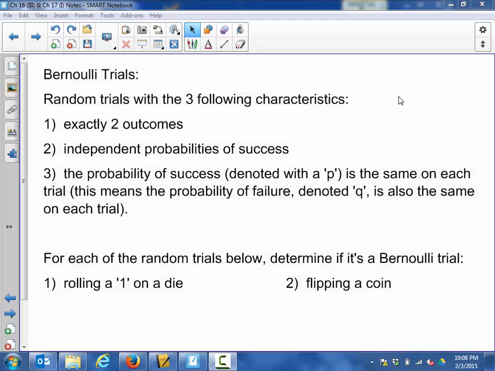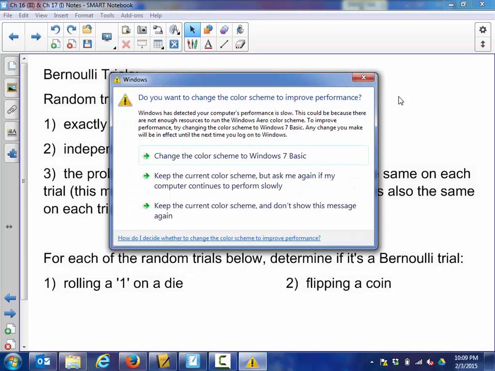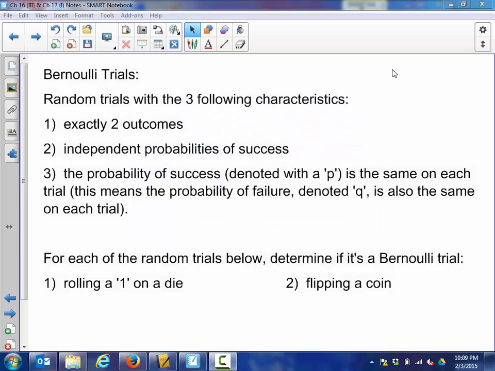So to begin, we've got to introduce what a Bernoulli trial is. A Bernoulli trial is just a special type of random occurrence. It has the following three characteristics. So, exactly two outcomes.